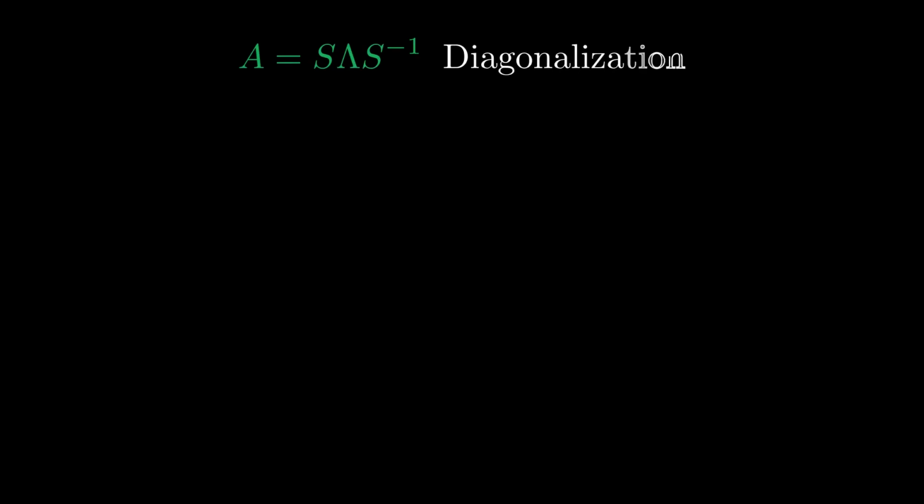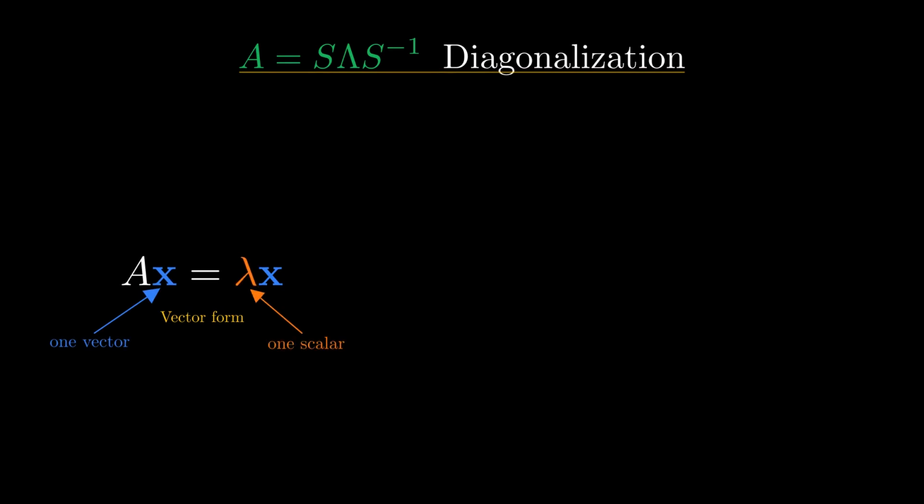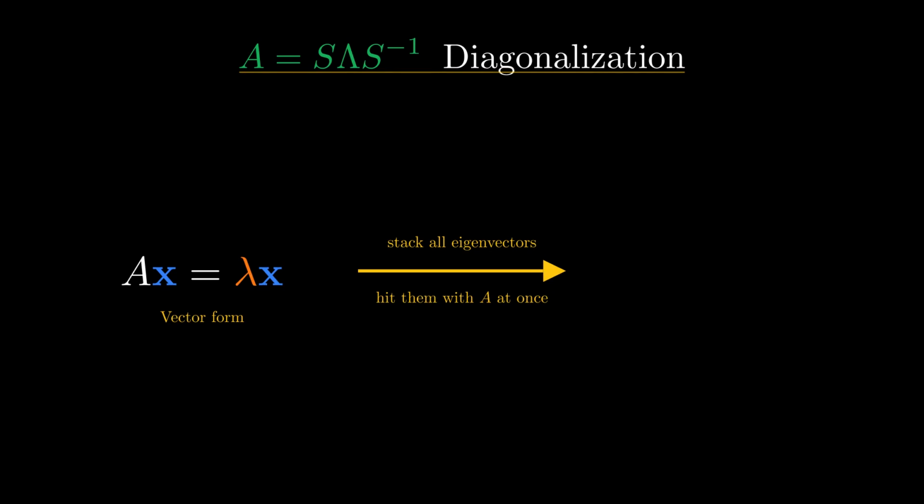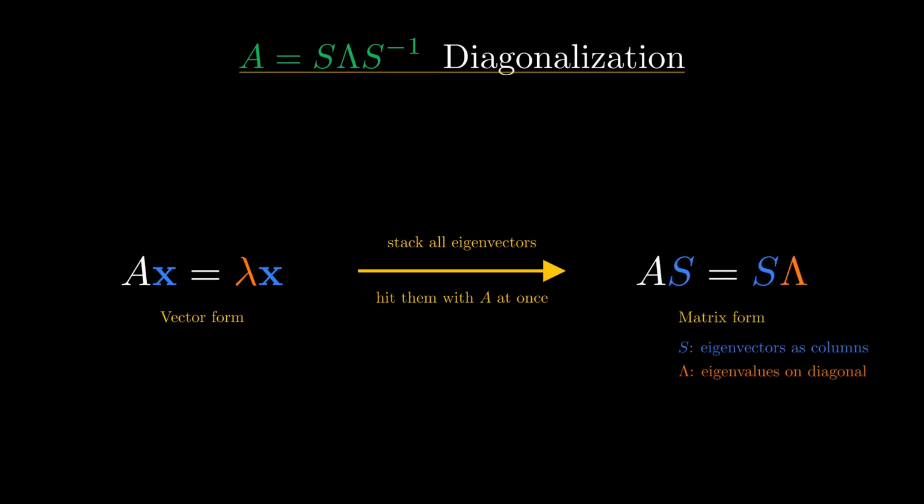You already know the eigenvalue equation. A times x equals lambda times x, one vector, one scalar. But watch what happens when we stack every eigenvector into a single matrix and hit them all with A at once. That single move collapses the entire eigenvalue problem into one matrix equation, and it produces a factorization that rivals LU and QR. Let's start with the atomic unit of diagonalization.